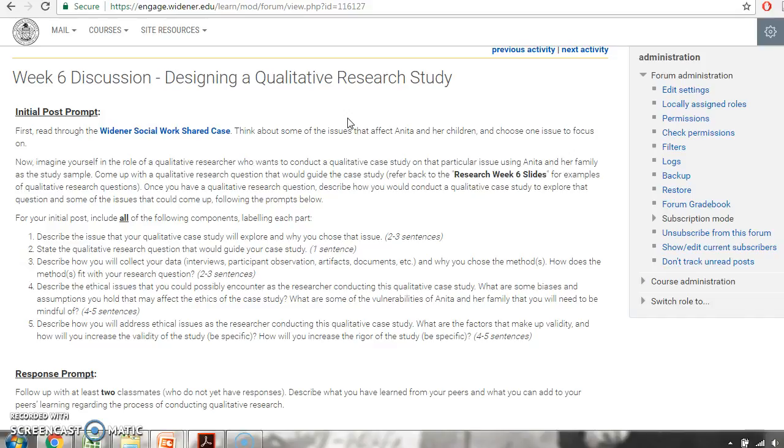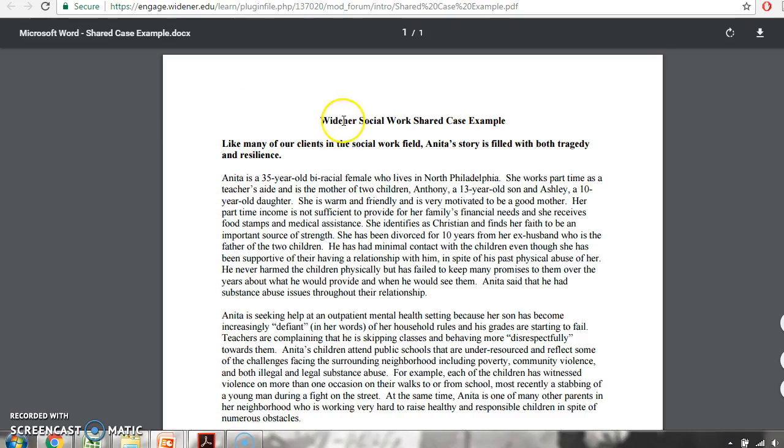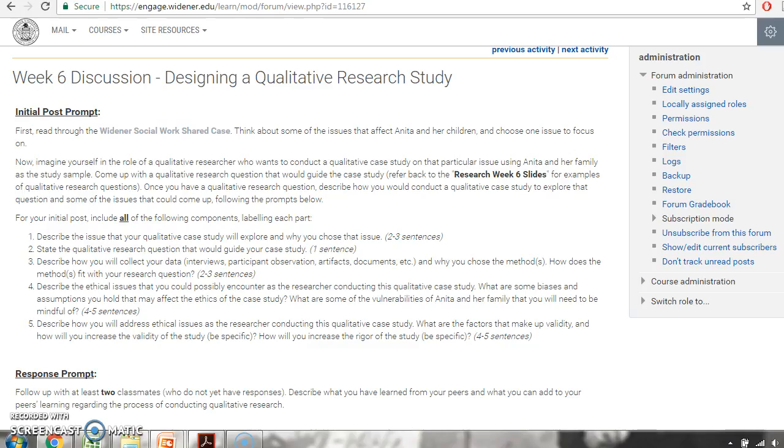But you're going to be asked to read through the Widener Social Work Shared Case, which I believe you should be familiar with from other classes, but if you click on this link here, that will take you to the shared case example. So you're going to be reading or reviewing that again. As I said, I think you've also used it in other classes as well. And as you're reading it, think about some of the issues that affect Anita and her children, and choose one issue to focus on.